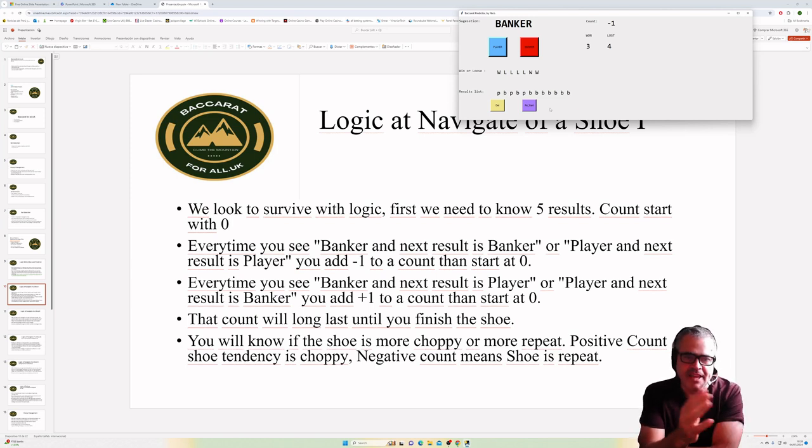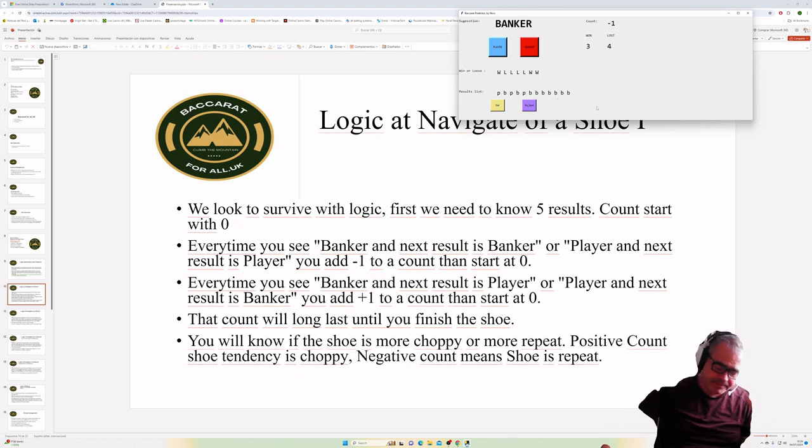But that's the idea. The Baccarat count tells you with that simple thing whether the shoe is repeat or whether the shoe is choppy. Okay. So if it's a positive count, it will be choppy. If it's coming repeat, it will be negative. If it's negative, it will be repeat.